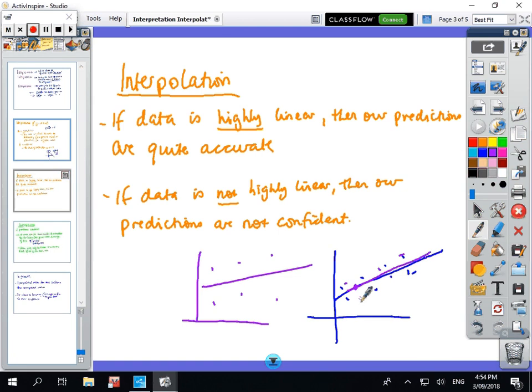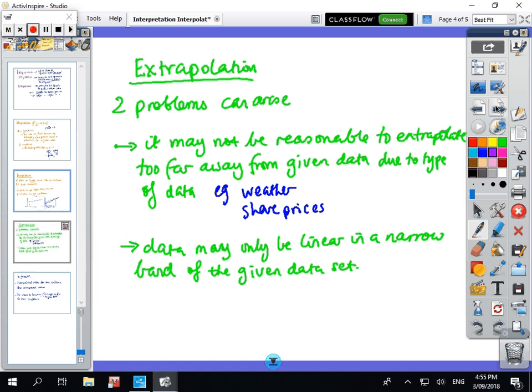So interpolation is predicting values in between. Like our lowest value is there, our upper value there. If we're making values in between, we're interpolating. But if we have a straight line and our data is not really close to the straight line, then we don't have confidence. Okay, so copy that and come across.